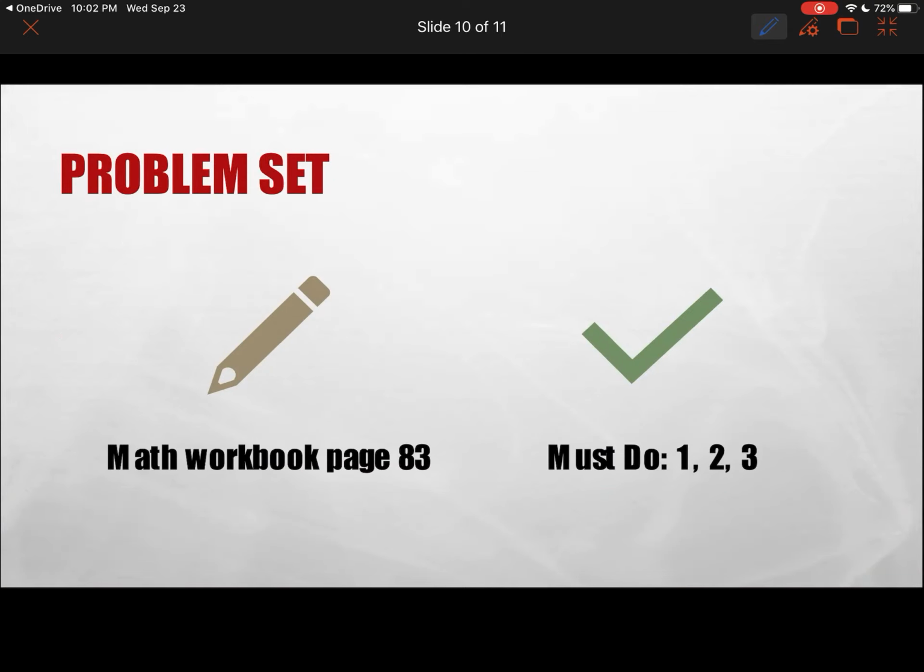All right. For your problem set, you're going to be in your math workbook on page 83. It is only 1 page. Your must-dos are 1, 2, and 3. You must do the entire page. The reason is that you need to make sure that you're getting as much practice as possible, reading through word problems and trying to determine which operations you need to use.